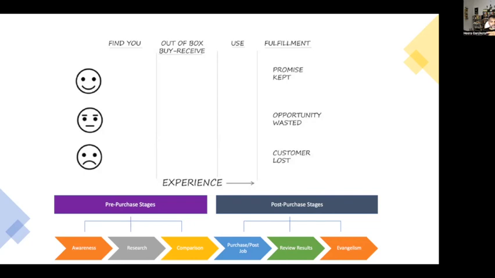At the bottom, you can see some of the blurbs that can give you some ideas on pre-purchase stages and post-purchase stages, etc. I'll put out these links and also some templates that you can use to map the customer journey.